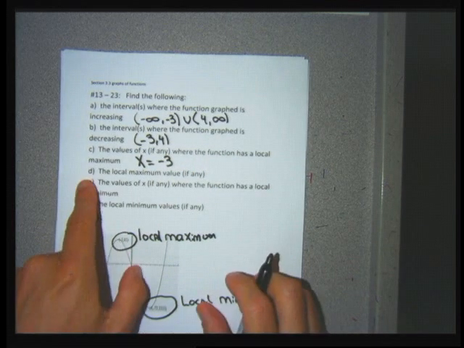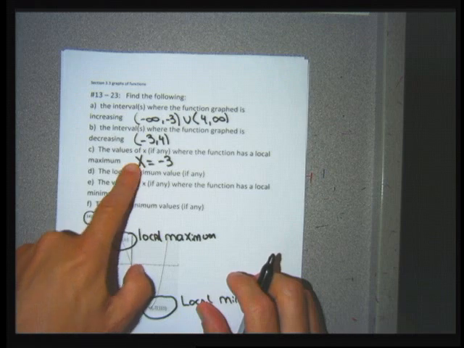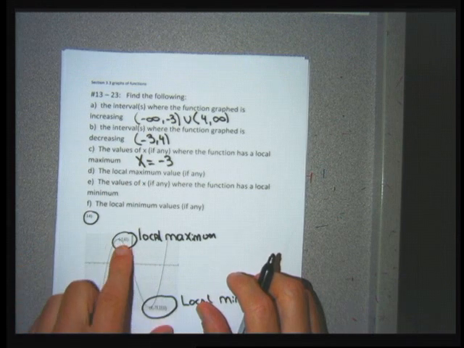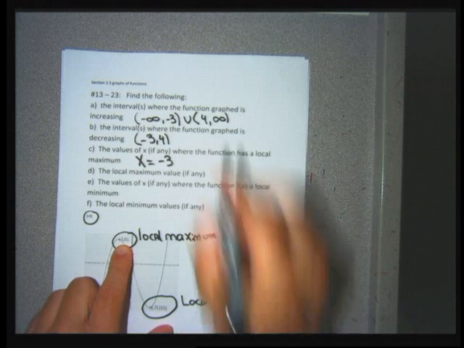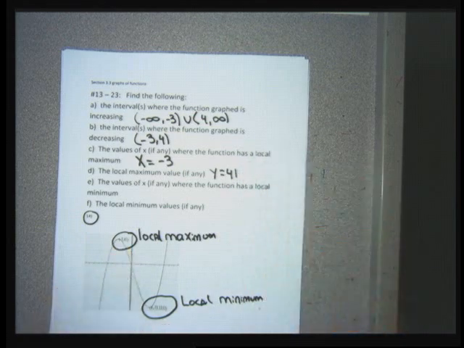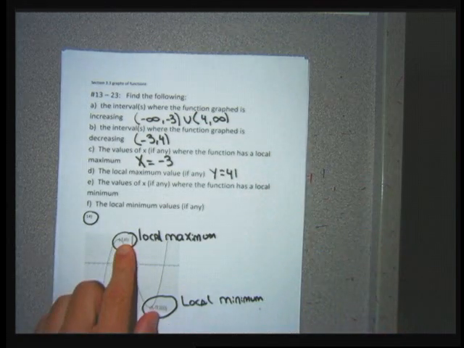Part D, the y value that corresponds to that point is the maximum value. So in this region, there isn't a point that has a higher y value than y equal to 41. So the answer to part D, the local maximum value, is going to be the y coordinate of the local maximum spot.